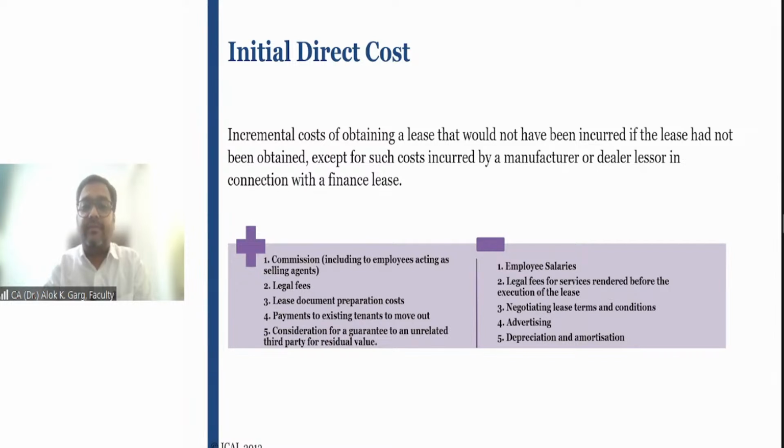So what could be your initial direct cost? Your initial direct cost could be, for example, if you are getting a property on a lease basis, you might have to pay some brokerage commission. You have to engage a property dealer. That could be your initial direct cost.